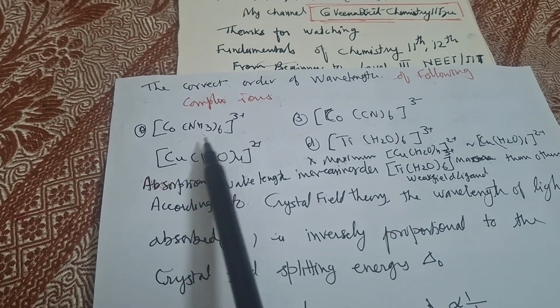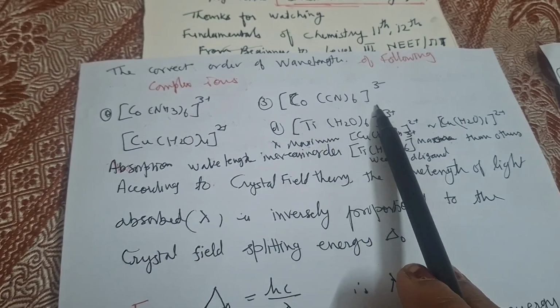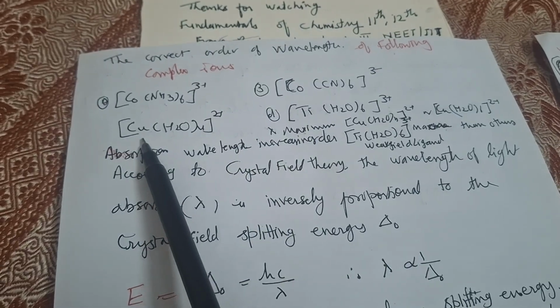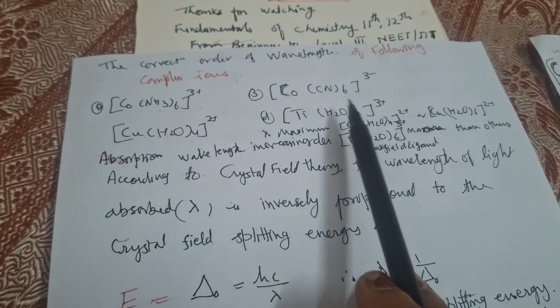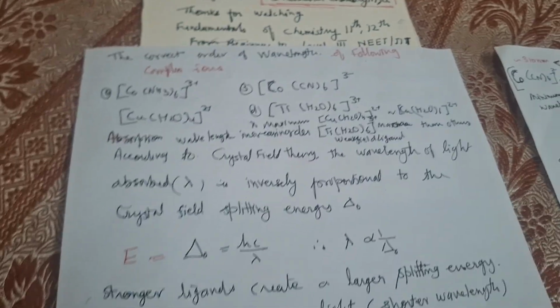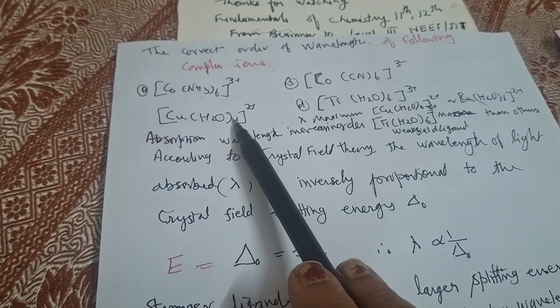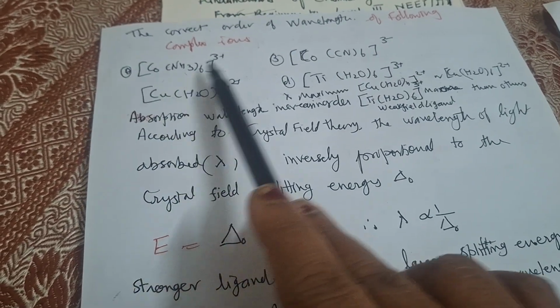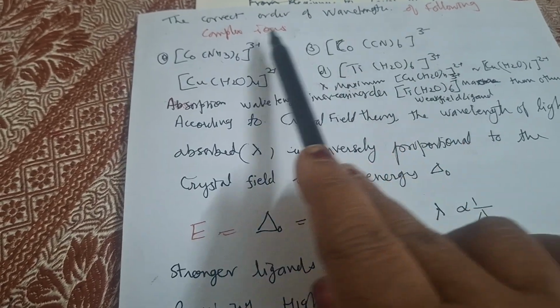So this is a complex ion of cobalt with ammonia. This is a complex ion of cobalt with cyanide, a cyano complex, and this is the water complex of copper, and this is the water complex of titanium. So titanium with water ligand, copper with water ligand, cobalt with ammonia ligand, and cobalt with cyanide, with 3 negative charge on this.